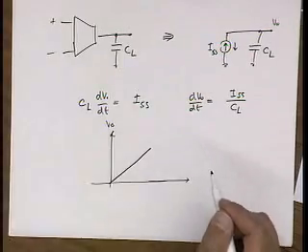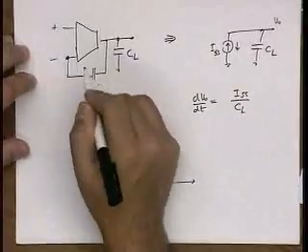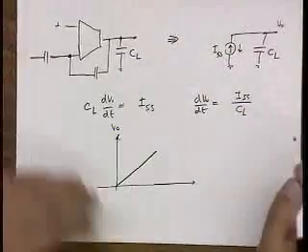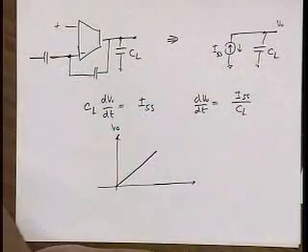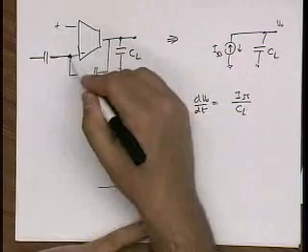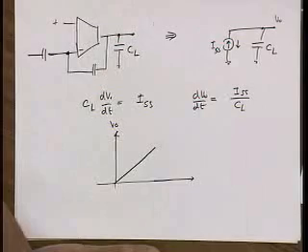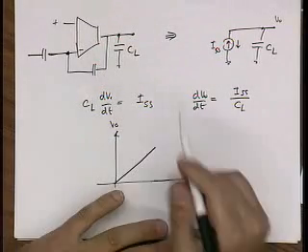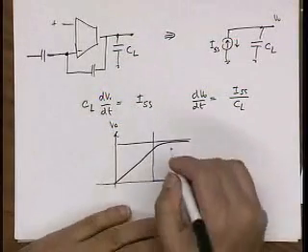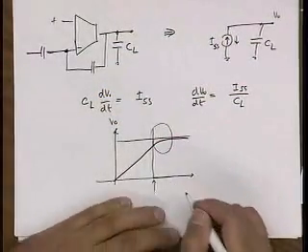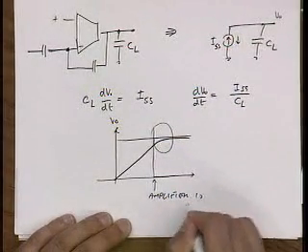Now, because I have a feedback network in place, as the output ramps, the input also ramps, right? And what happens is eventually the input gets small enough such that the amplifier turns on again. And when that happens, I go back into my linear settling. So at this point in time, my amplifier is on again.